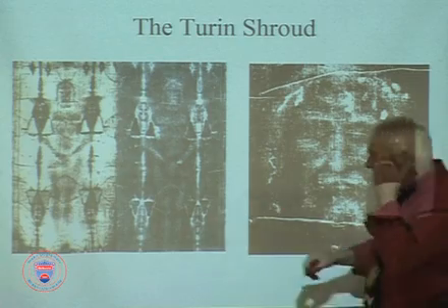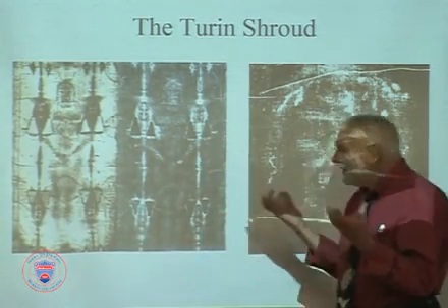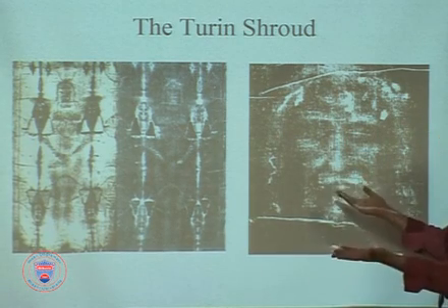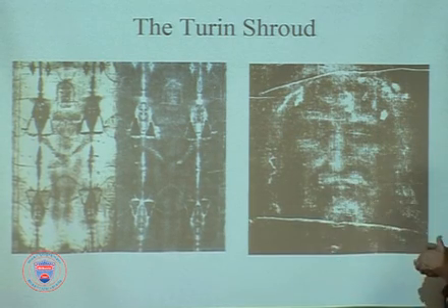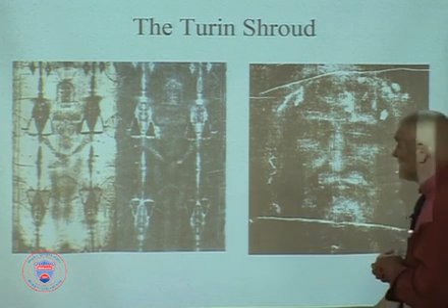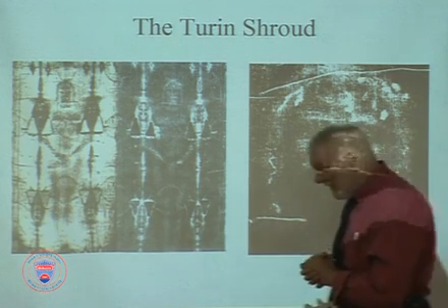There have been tests done. The stain is caused by some iron compound. Well, that would tie up with it being blood. But nobody's ever been able to make a replica or work out how this image was formed. First reported in 1250, 1290. And a lot of people believe it is the burial shroud of Christ.